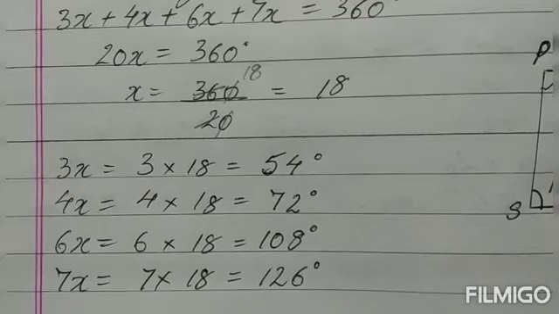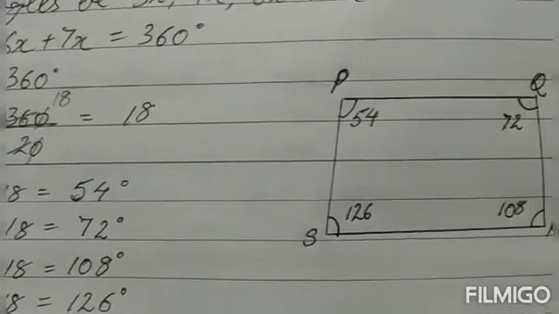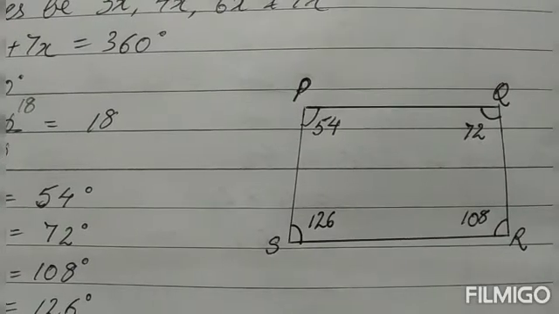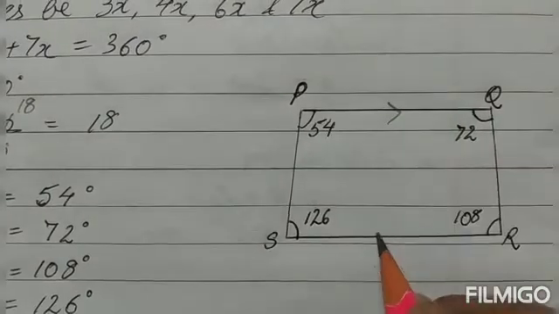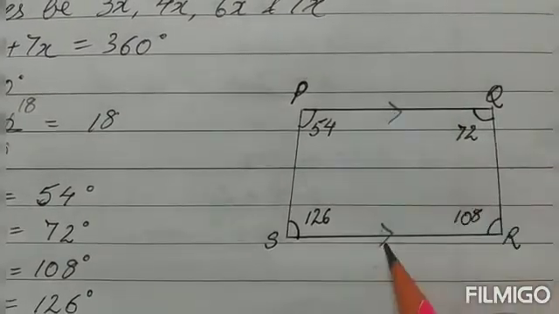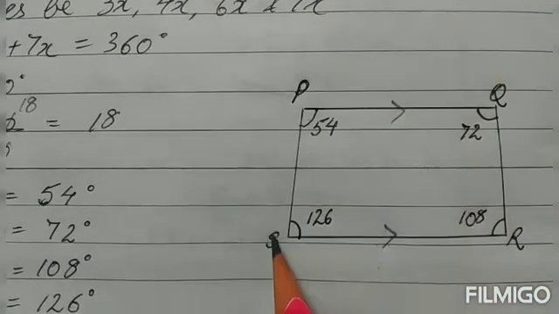Now, one more thing is given over here in this question, children. They want to know whether PQ and RS are parallel lines or not. So how will you tell that this line and this line are parallel to each other? How will we tell this? This sign means they are parallel. How will we tell, children? Write the measurement of all the four angles.